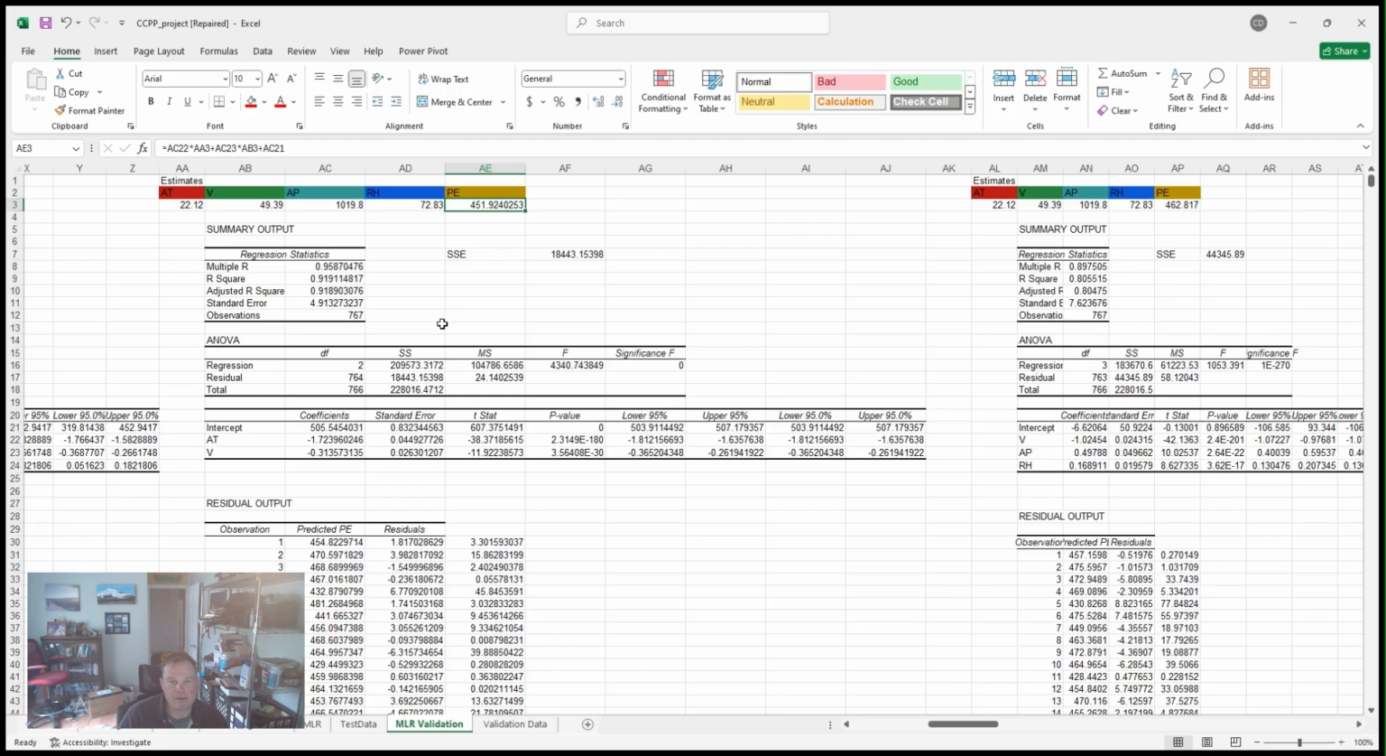Then we got here. So the conclusions that we can draw is that PE is best estimated by AT and V, and that we probably should have used a different test to validate our MLR than sum squared error.